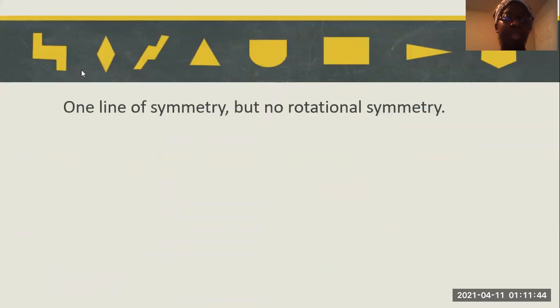Now, this problem wants us to show which figure has one line of symmetry but no rotational symmetry. Now, what is one line of symmetry? A one line symmetry is something that can be divided in half and reflected on the other half. So what figures would be able to be divided? What would be able to be divided and have a reflection? One line of symmetry is a reflection of itself.